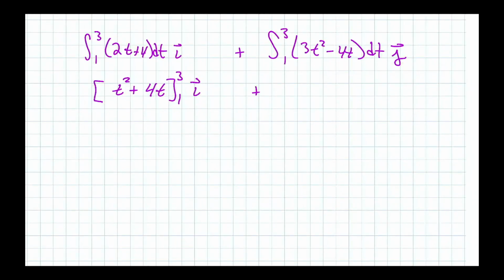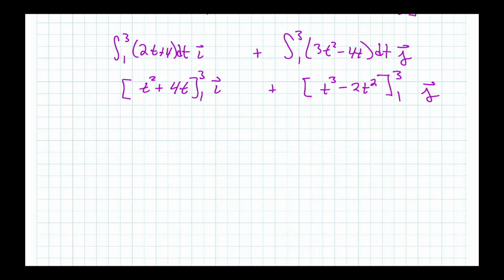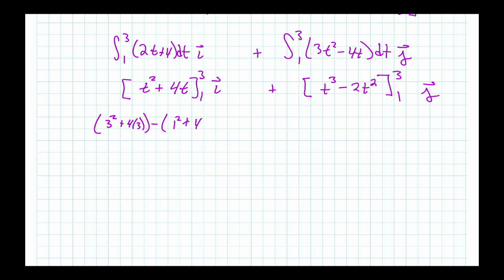This one, antiderivative of 3t squared is t cubed. Antiderivative of negative 4t is going to be negative 2t squared. They give you nice, easy functions, I see. So we get that. We've got to substitute these in here. So we've got to put in the 3 squared plus 4 times 3 minus 1 squared plus 4 times 1.